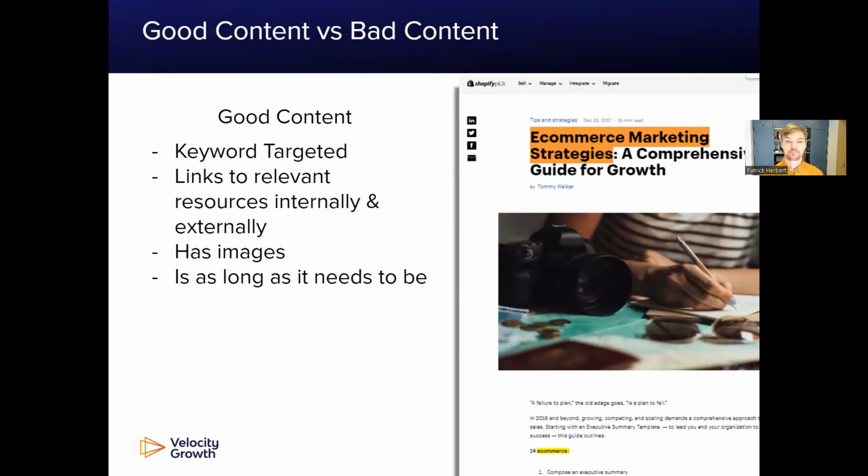Don't stress about that. If you make a claim, you want to link out to something that can support your claim. Hey, 25% of businesses fail in the first year. You can link out to a study that does that. It's perfectly all right.